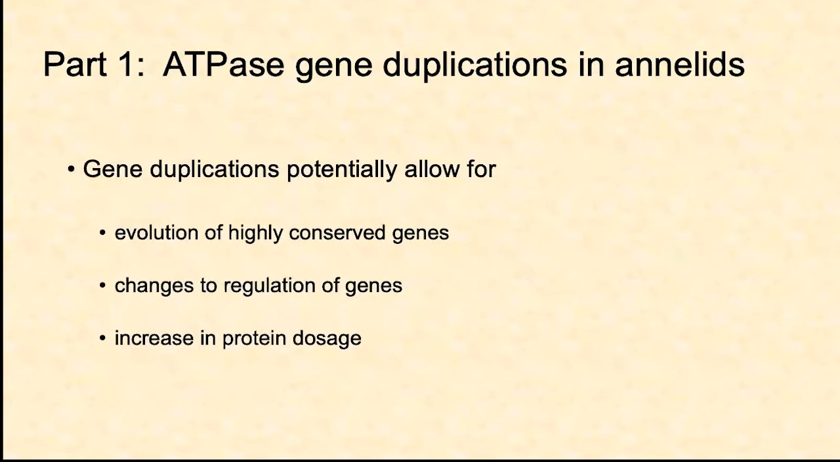So I decided to look for evidence of gene duplications. And the reason for that is gene duplications potentially allow for the evolution of highly conserved genes. If you duplicate a gene, you can preserve one copy in its normal function while the other is free to evolve. It can also potentially allow changes to the regulation of the gene, a regulatory function. And the other thing is it can simply be used to increase the dosage of the protein that gets made from that gene. And we see that this gene is upregulated during salinity transfer.